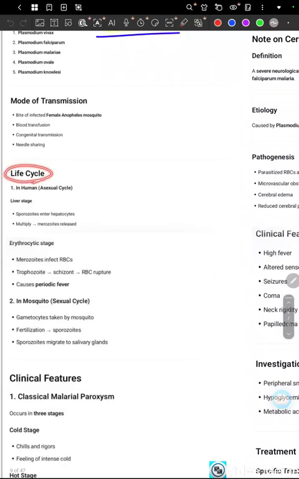Then the life cycle inside humans is an asexual cycle wherein first there is a pre-erythrocytic or liver stage where the sporozoites enter the hepatocytes and multiply to form merozoites.